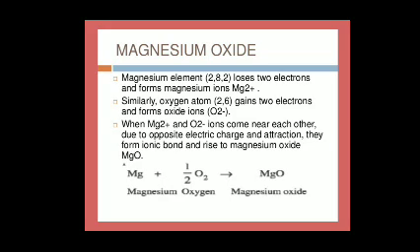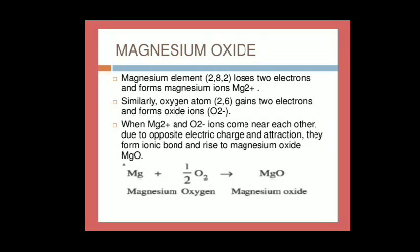Second one is magnesium oxide. Magnesium electronic configuration is 2, 8, 2. First shell 2 electrons, second shell 8 electrons, third shell 2 electrons. It loses 2 electrons and forms the magnesium cation, that is Mg2+.